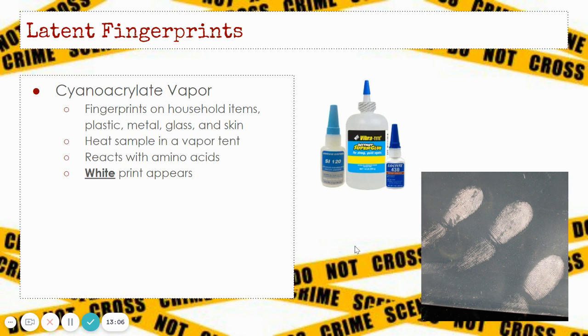What happens is we heat that sample in a vapor tent. We obviously don't want those vapors to get out, so we do it in some sort of enclosed area. That cyanoacrylate is going to react with the amino acids, and then you get this white print that appears. So we really just use the vapors, the fumes from this chemical, and in the presence of those fumes and a little bit of heat, we'll get these nice white prints.